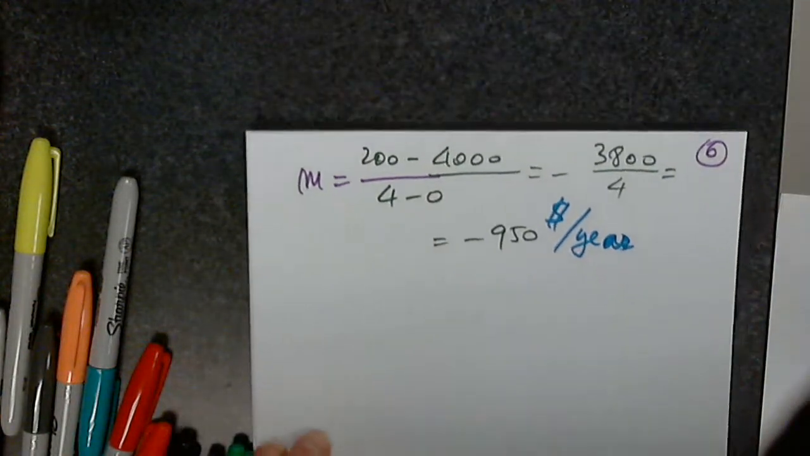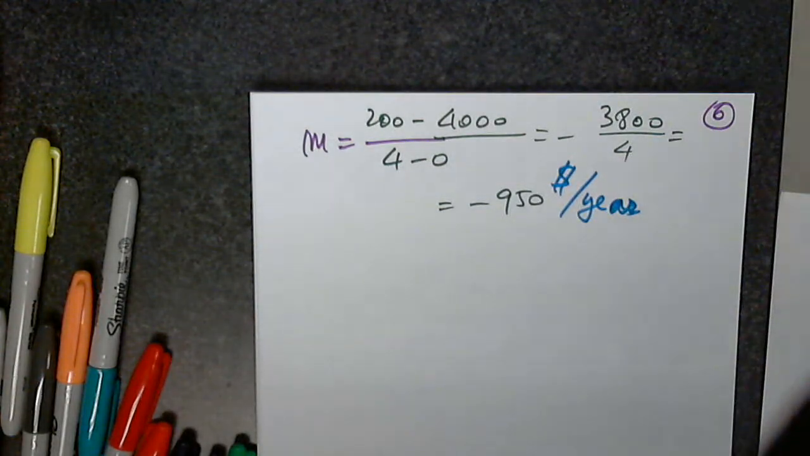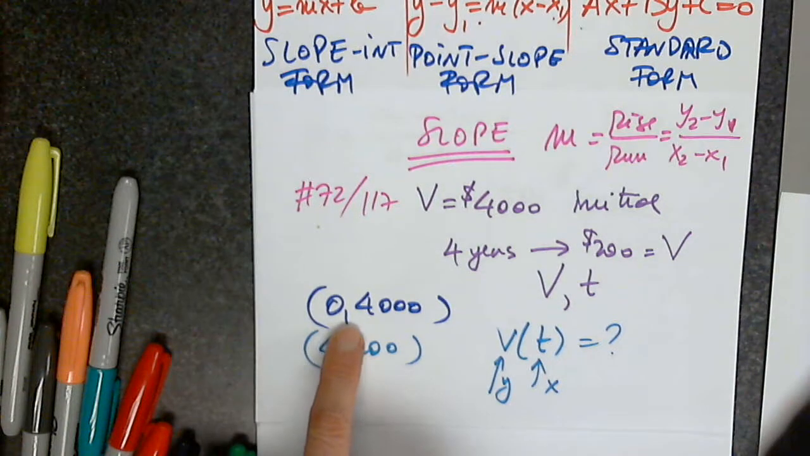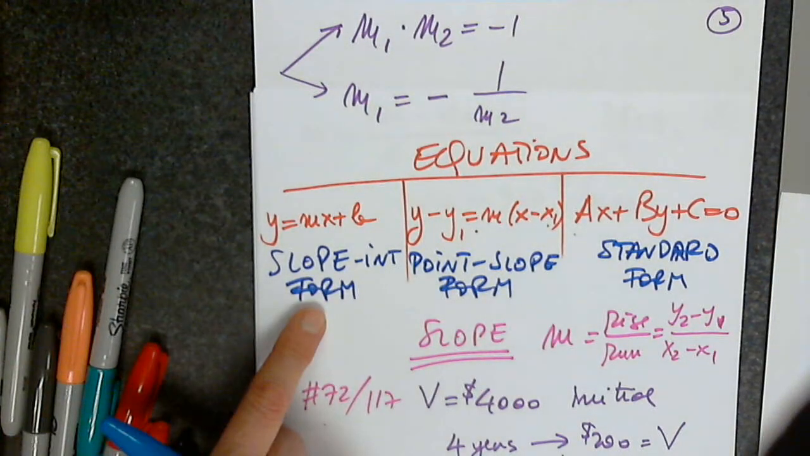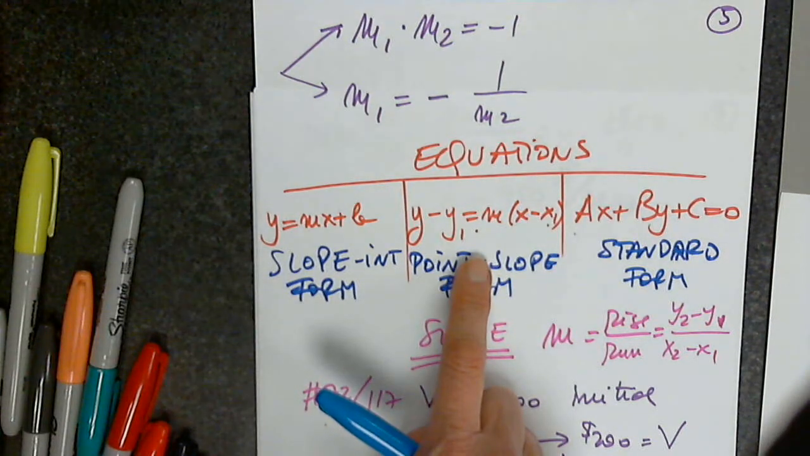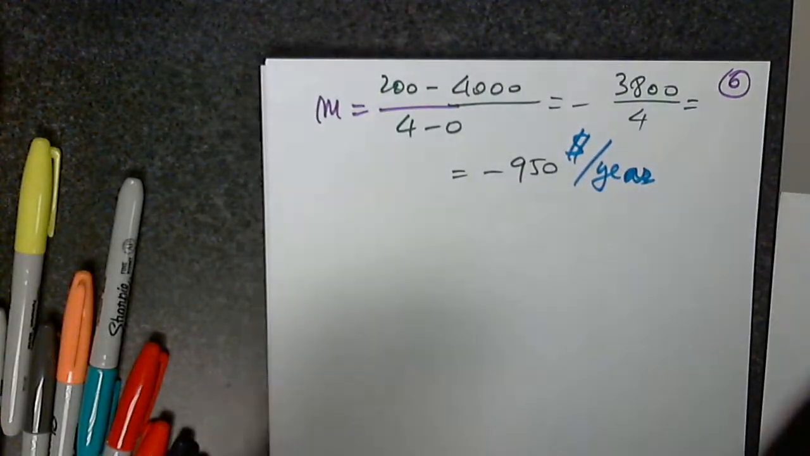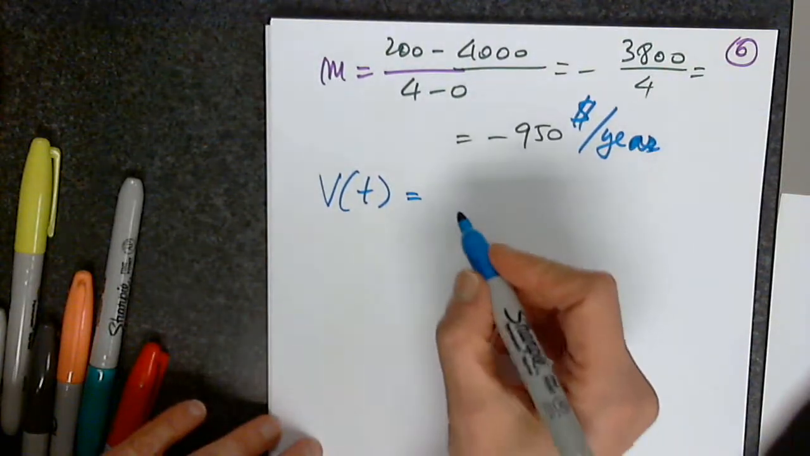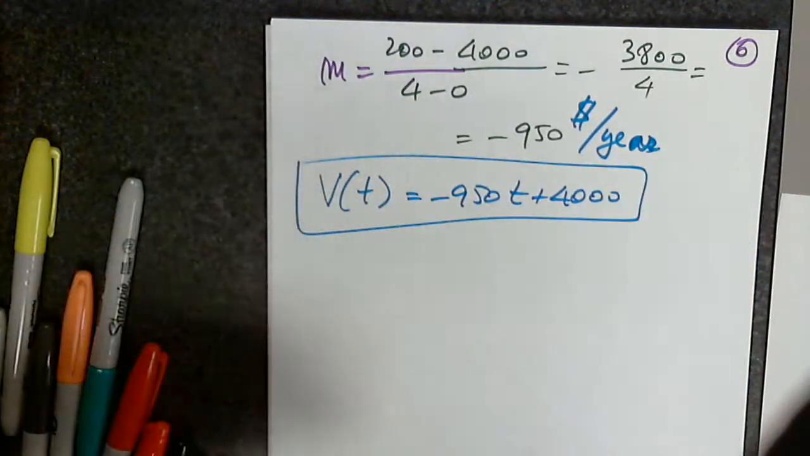Okay, perfect. So now I have the slope, and as Cheyenne noticed, this is the y-intercept. Knowing that I have the y-intercept and the slope, I will not go with this. Will I get the same answer if I go with this? Yes. But this is easier. Okay, so how do I write the equation then? V of t equals negative 950 t plus 4,000. Perfect. Thank you, Joey. Very good.